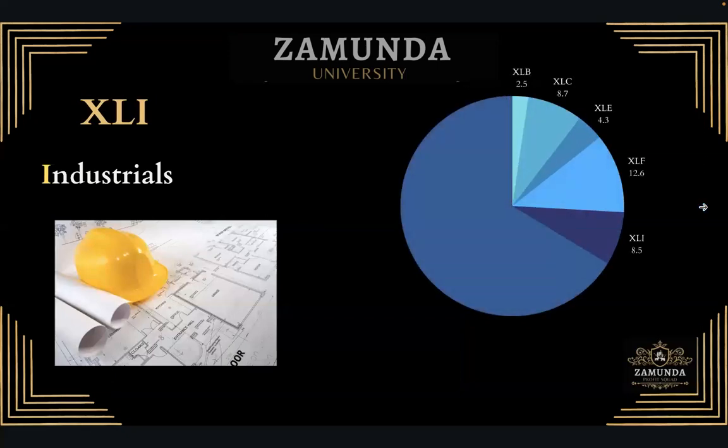Next, we have XLI, and XLI accounts for 8.5% of the S&P. XLI will be like your CAT, your RTX, your airlines. XLI is industrials. So things that consist of building, construction, things like that will be XLI.